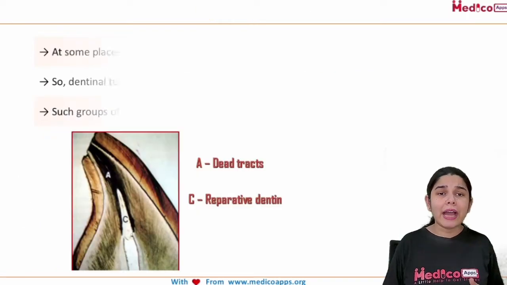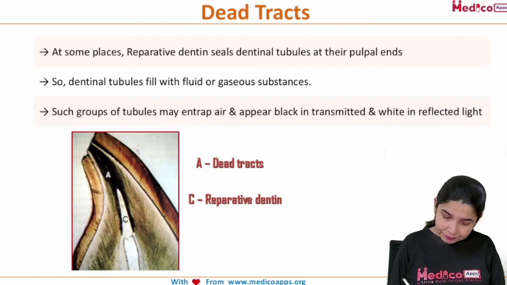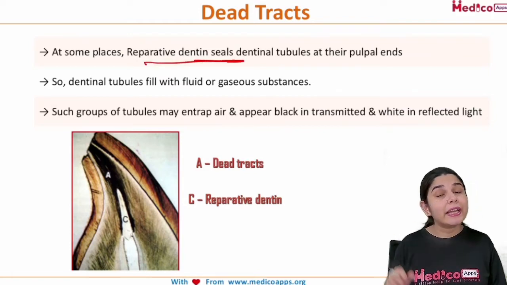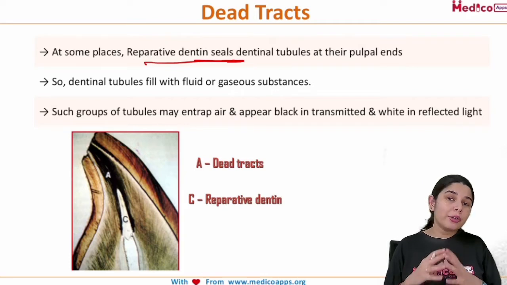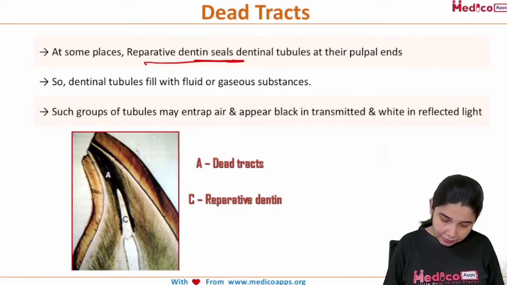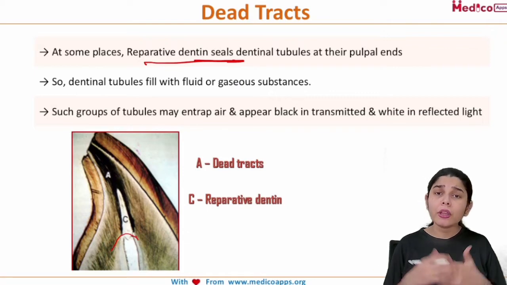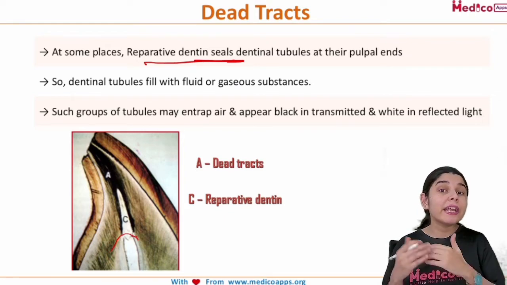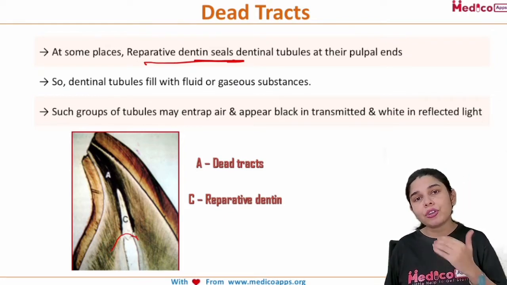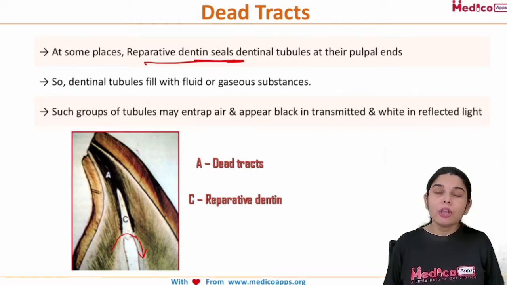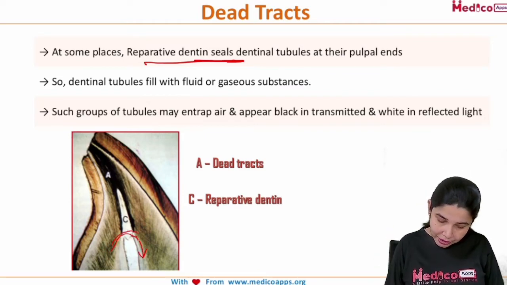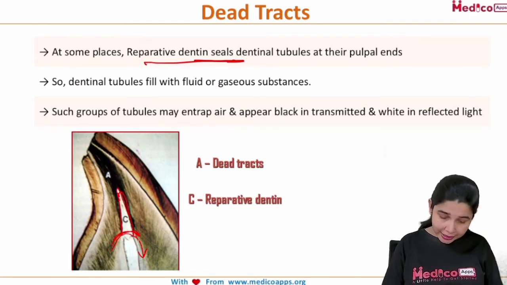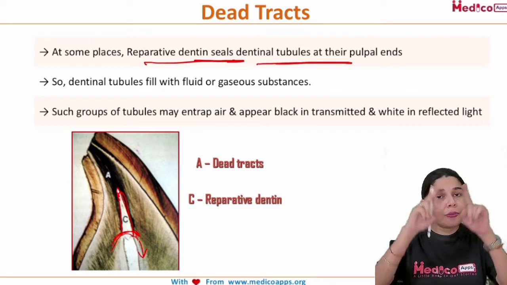Now, along with that, sometimes it is also seen that a reparative dentine seals the dentinal tubules at the pulpal ends. Now, what do you mean by that? Basically, as a body mechanism, the body starts forming a protective layer to fight against the inflammation, so that no infection or inflammation reaches into the pulp. So the pulp starts producing a reparative dentine, which you can see. Now when a reparative dentine is formed, definitely the dentinal tubules will be sealed.